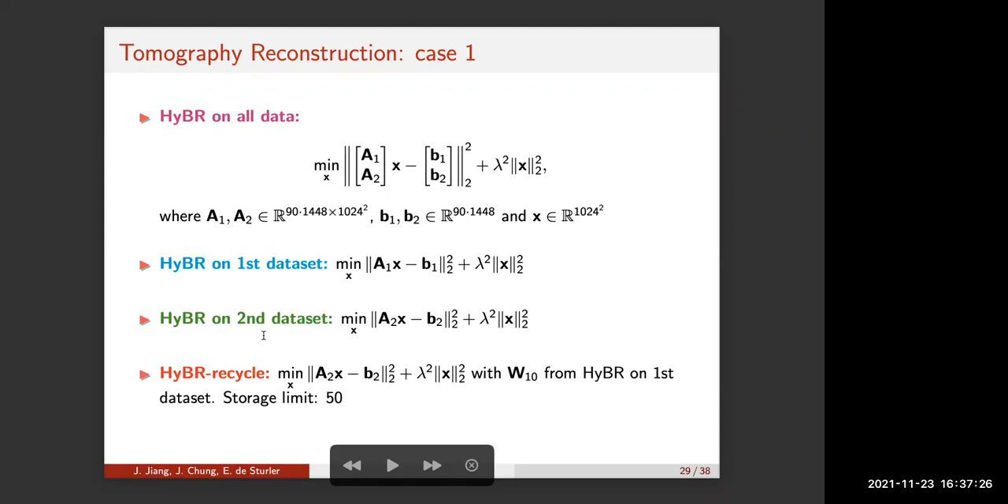And when we solve the second sub-problem, we can use the solution information from the first sub-problem. We can use it as a prior image, so we can include it when we solve the second sub-problem. Since we include some information from the first problem, we can use the hybrid recycle method.